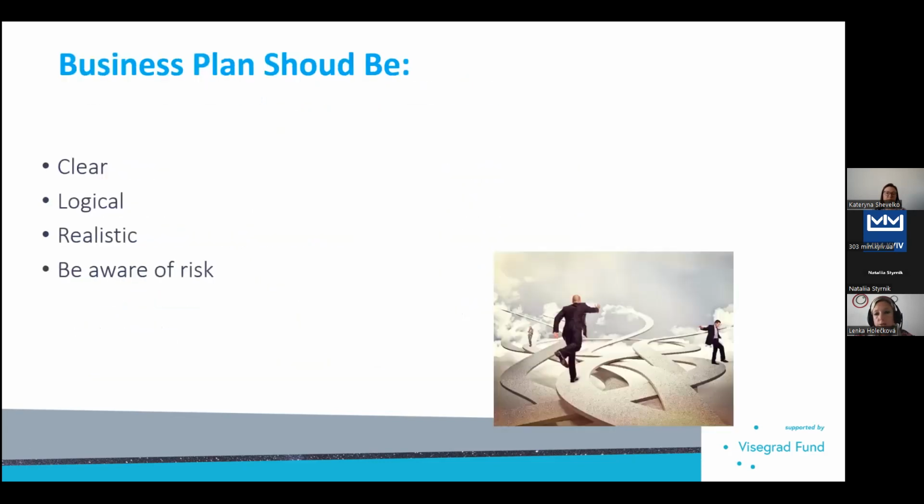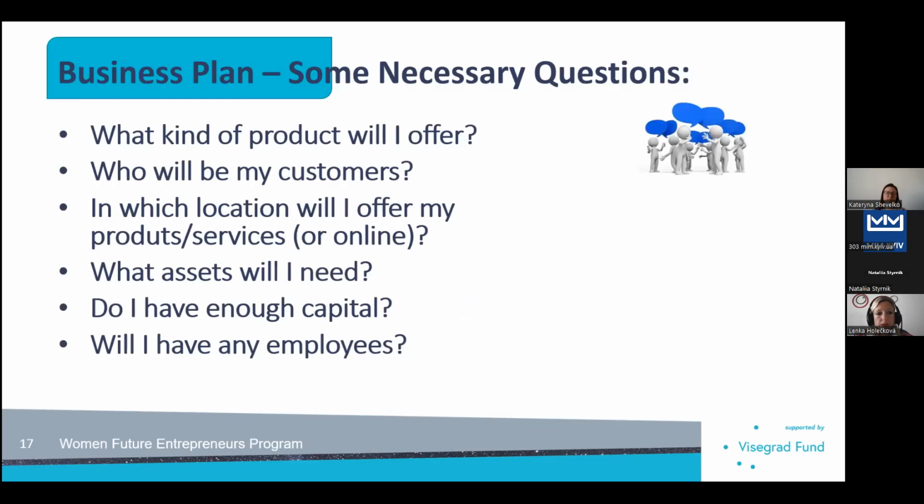And our plan should be as clear as possible, as logical, as realistic. And also we must be aware of potential risk, because it's connected with our business, definitely. What to ask regarding creation of a business plan? We must specify our products or services.